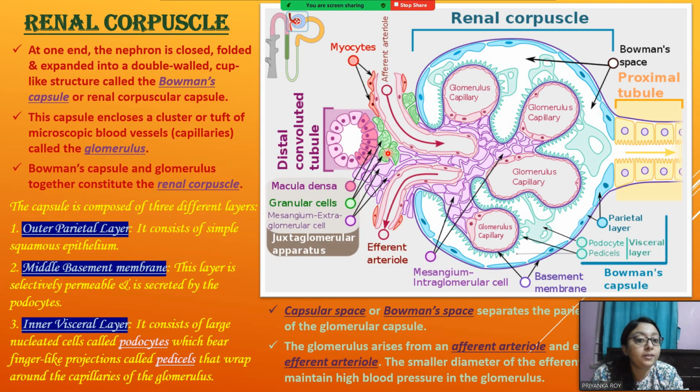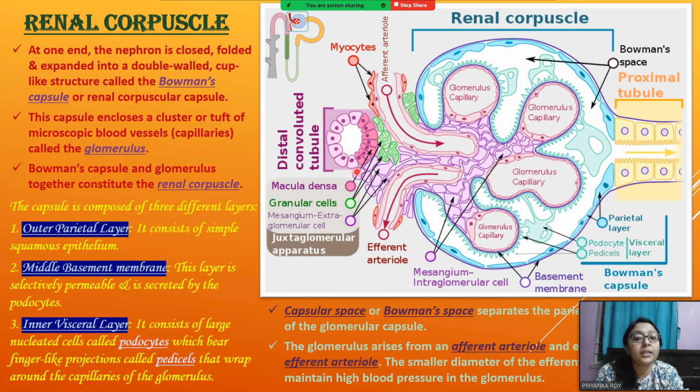And the glomerulus arises from the afferent arteriole, and it ends with the efferent arteriole. There is a diameter difference between these two arterioles, and therefore a pressure difference. The blood is at high pressure in these capillaries, so this pressure difference is causing the filtration to happen. We will go into further details on this.